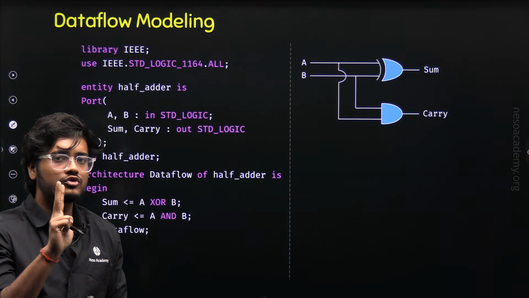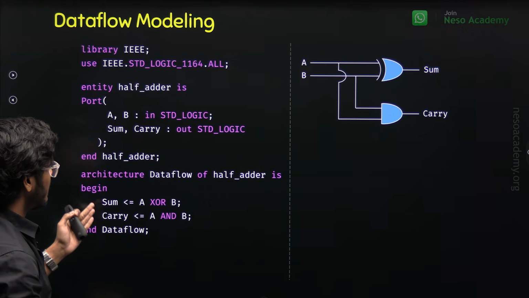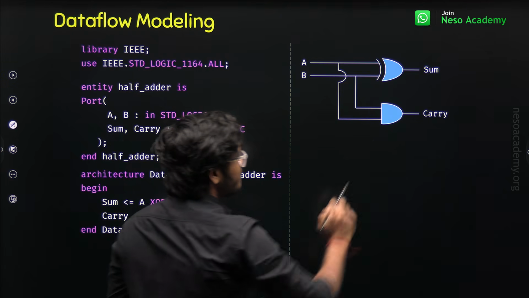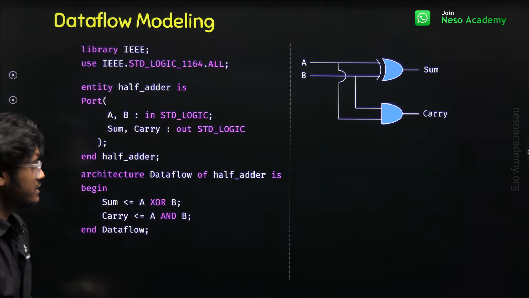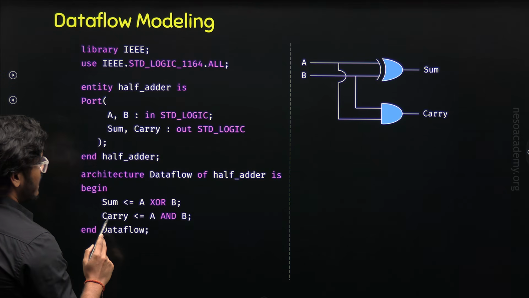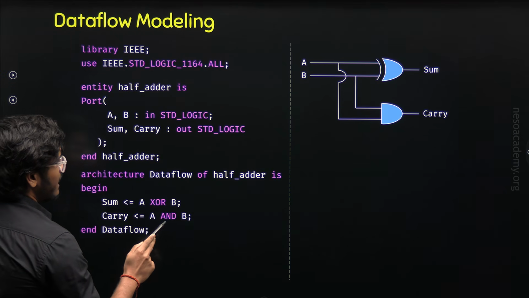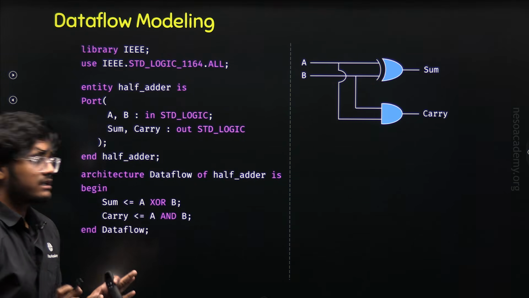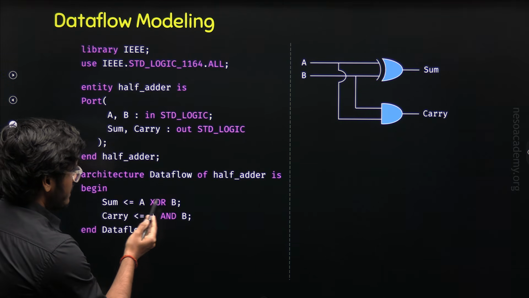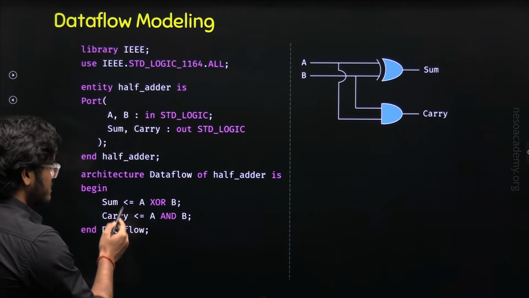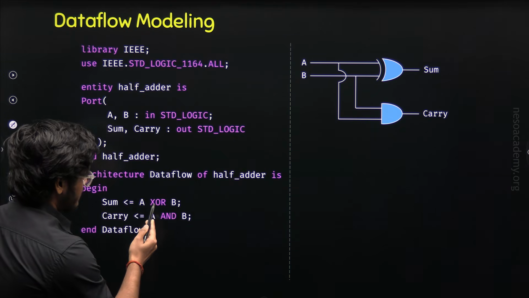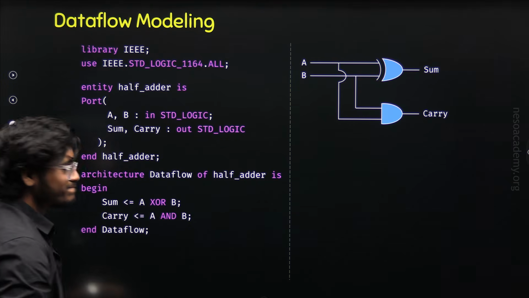Here we have two Boolean expressions, for sum and carry, which represent the two outputs. Now let's see the Boolean expressions. Here sum is assigned A XOR B and carry is assigned A AND B. Here we can clearly see the flow of data from inputs A and B to the outputs sum and carry via the logic gates, XOR gate and AND gate.